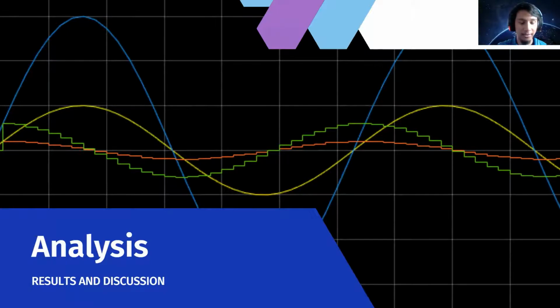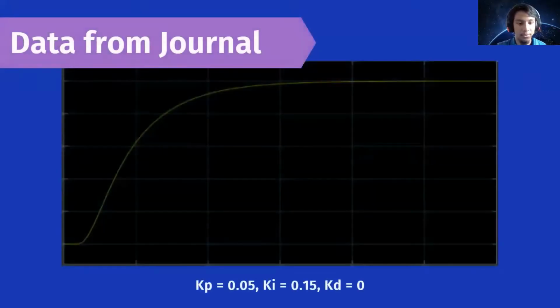Now, I will present the analysis of the results, including the discussion for each of the results. So based on the figure shown here, the perfect data from the journal shows the gain for the system have a good control effect, fast response speed, and no overshoot. So this is the optimal value for the journal to eliminate the dynamic error, overshoot, and steady state error.